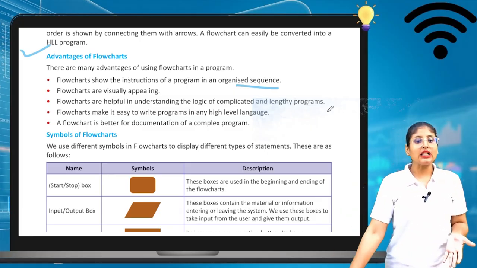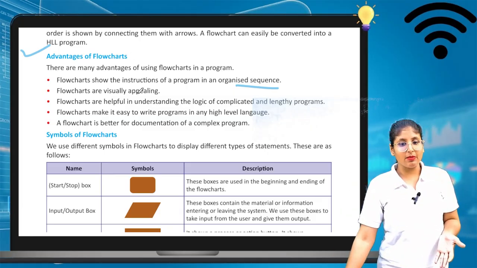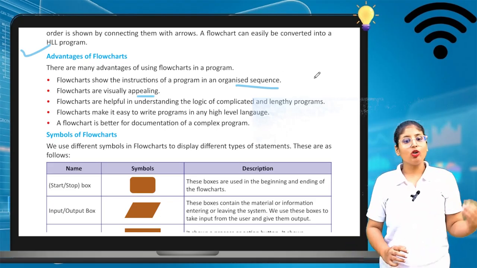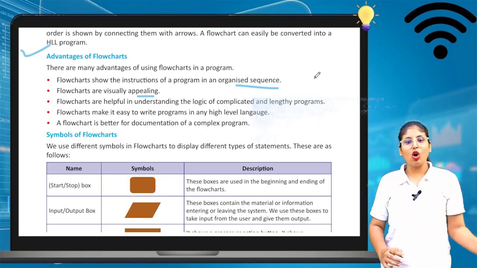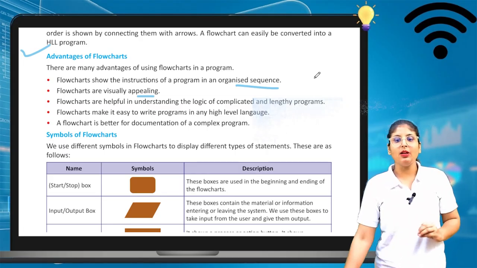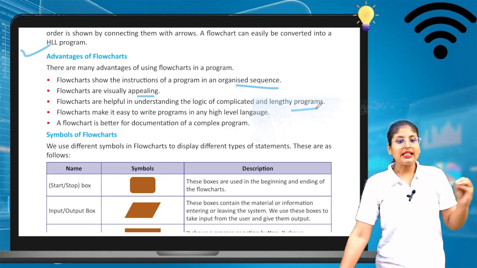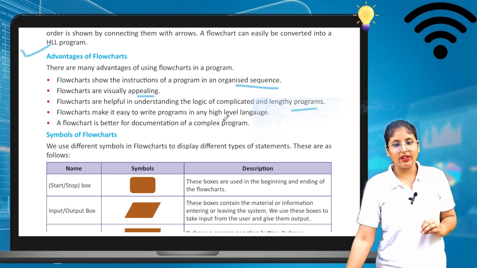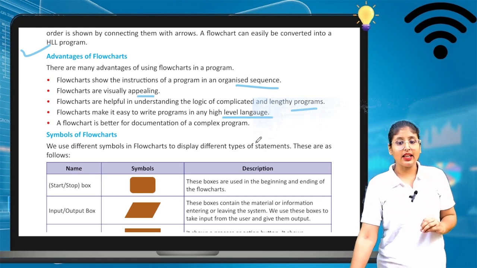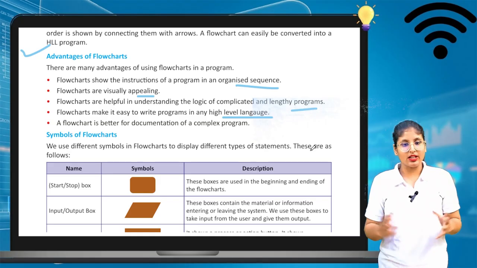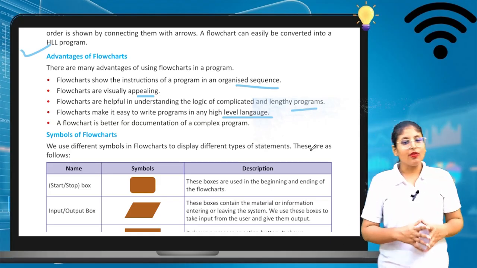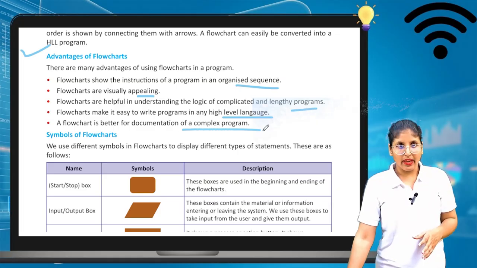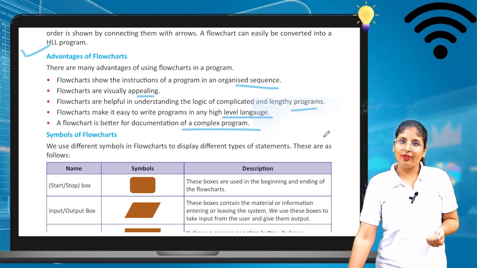Second, flowcharts are visually appealing, because with a flowchart we are able to see it. Third, flowcharts are helpful in understanding the logic of complicated and lengthy programs. Next, a flowchart makes it easy to write a program in a high level language. Next, a flowchart is better for documentation of a complex program. Okay, so these are the advantages of a flowchart.